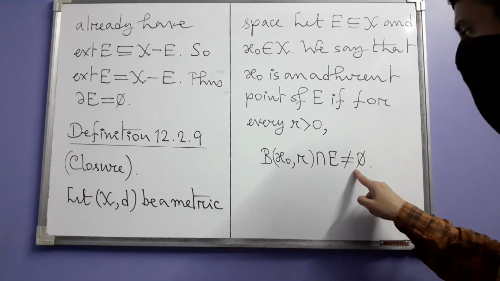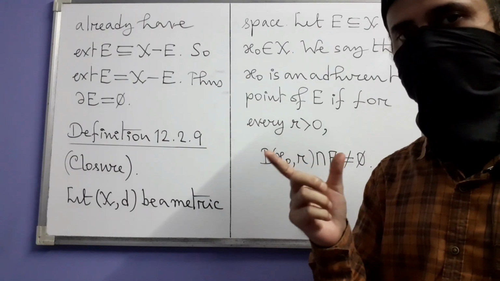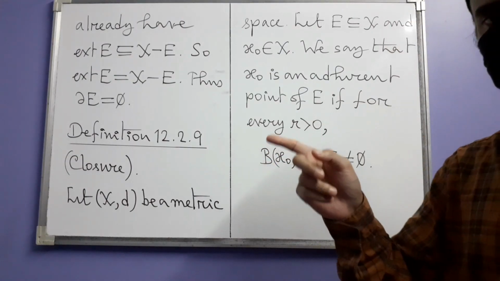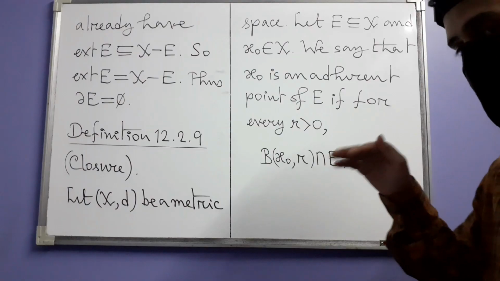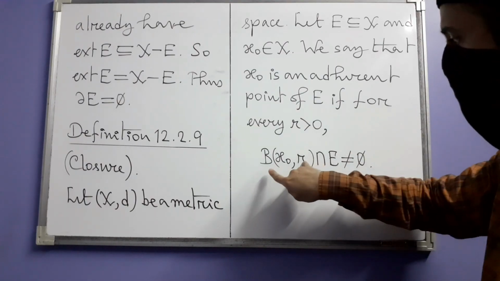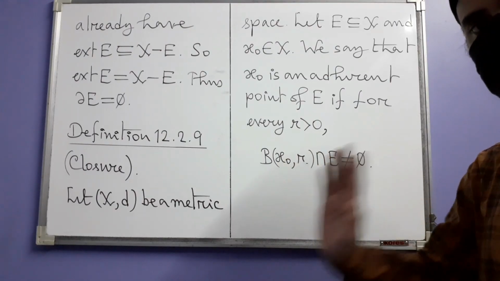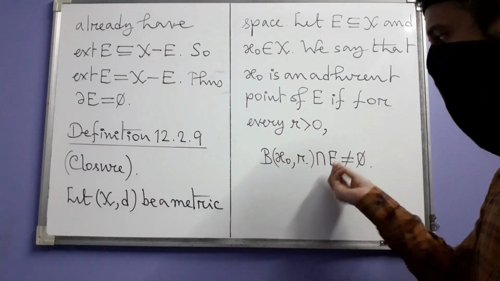Do not confuse this condition with that similar condition that we have for an exterior point. There, there is no intersection. Here there is intersection, but at the same time that does not mean that this has to be entirely inside E. It just has to intersect E. It has to have something from E.